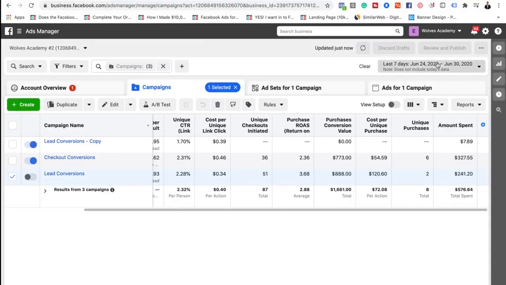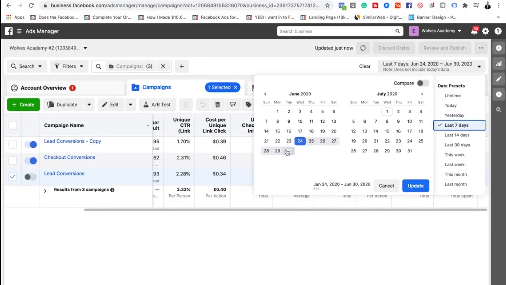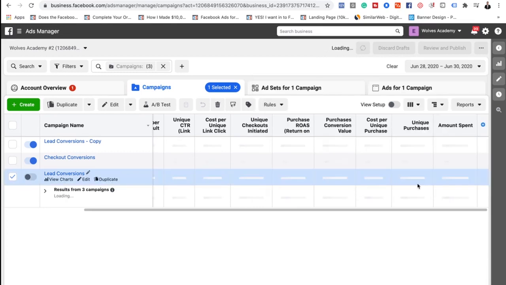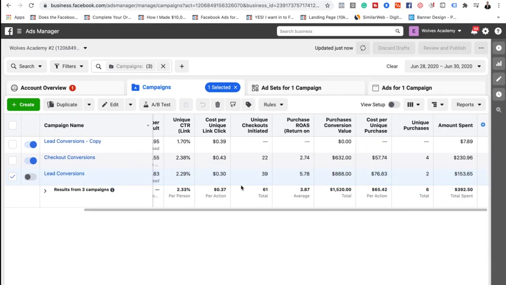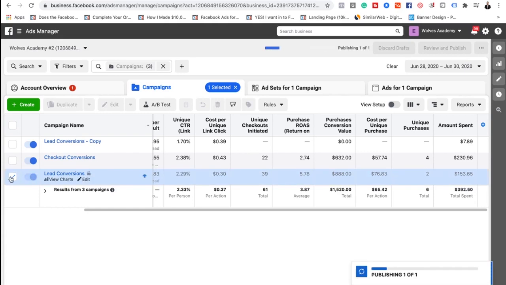Additionally, if I go to the 3 days, as stated before, 28th to the 30th, and I go to update, it'll show that with this ad set, our cost per purchase for the last 3 days is now down to $76.83 cost per purchase. And as I stated before, we make data-driven decisions based off of the last 3 days. So what I'm going to do, I'm going to go ahead and actually turn this back on.